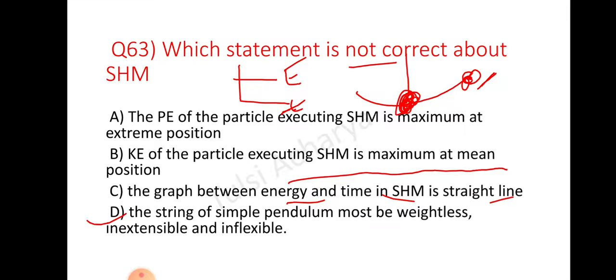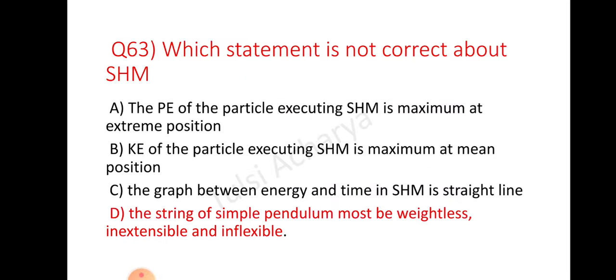Now let us see option 4. The string of a simple pendulum must be weightless, inextensible and inflexible. The string must be weightless, inextensible and perfectly flexible. So option choice D is the right answer for question number 63. Now let's move to question number 64.